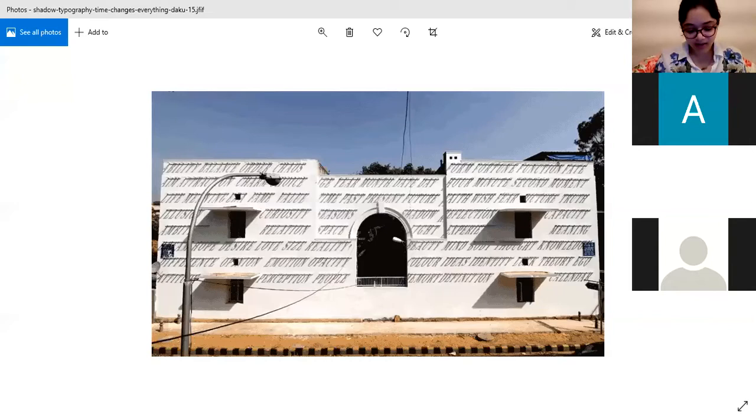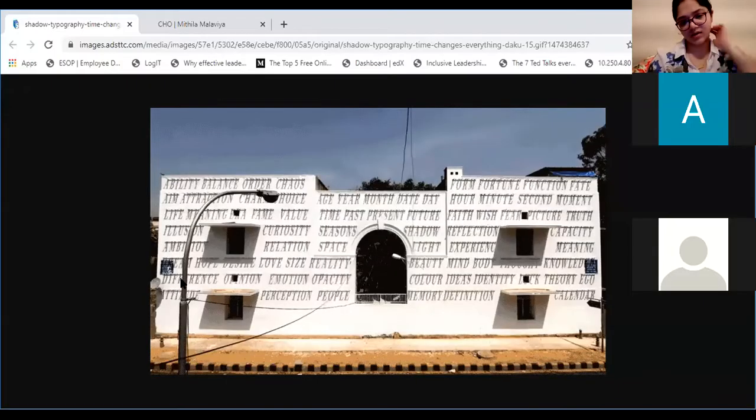This is a piece called Time Changes Everything. This was made in 2015, and it is made by an Indian street artist called Daku, D-A-K-U, all caps, if you want to know about him. Hold on, I'm going to first share something else, which will give you a better example of what this is. Okay, do you see that?